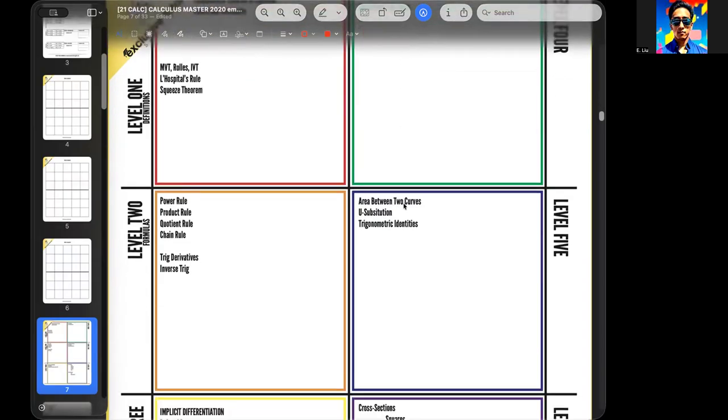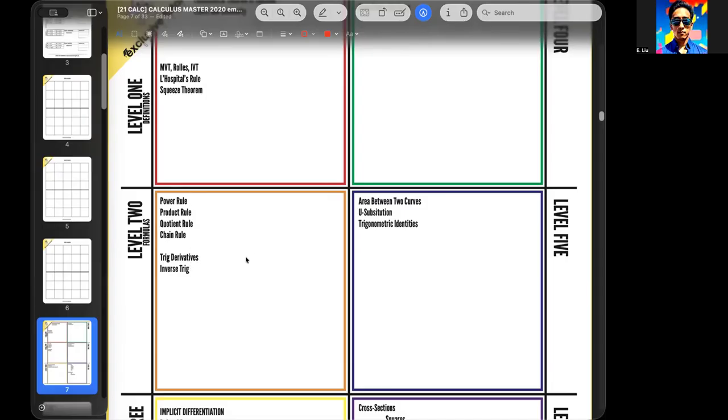Okay, you do have to understand your algebra and your formulas, your power rule, product rule, quotient rule, chain rule, how to find your derivatives of your trig functions. If you're lucky, some of these will show up under your calculator section, so that can definitely help you out.